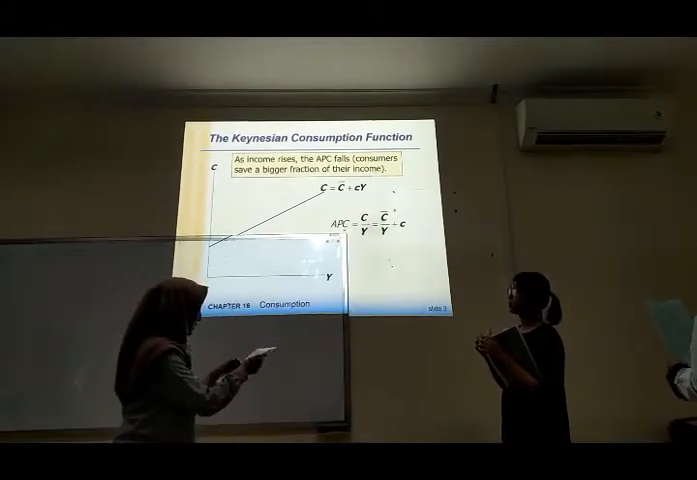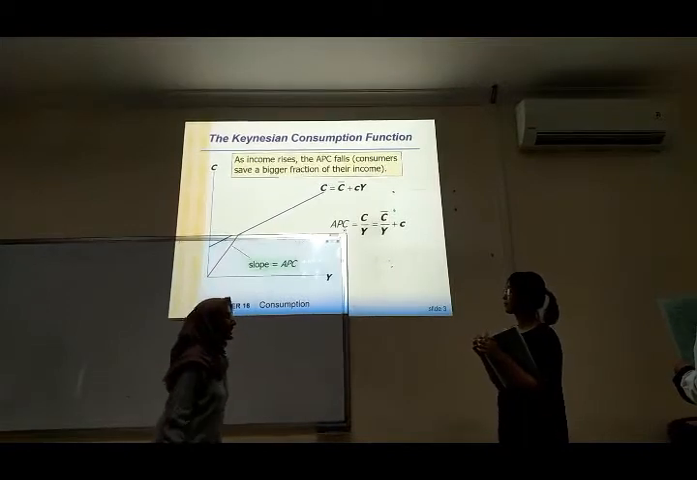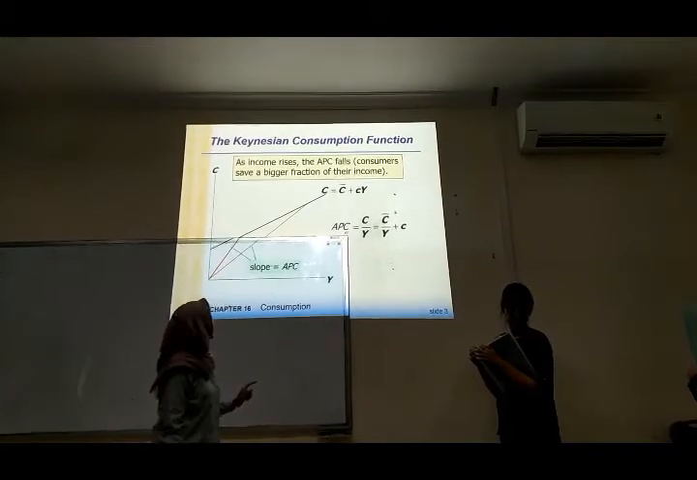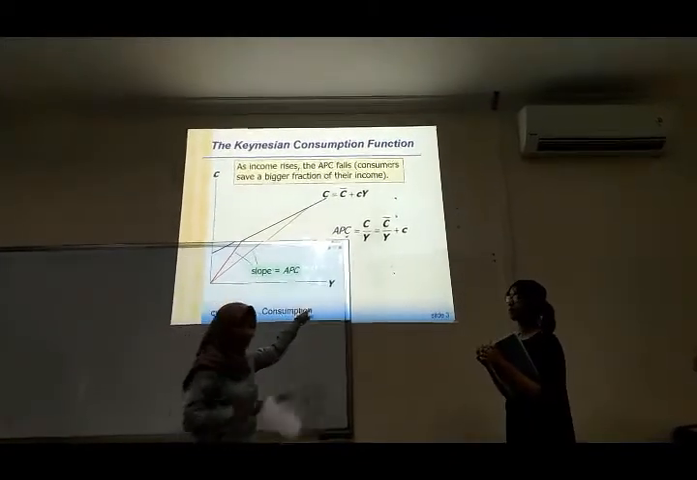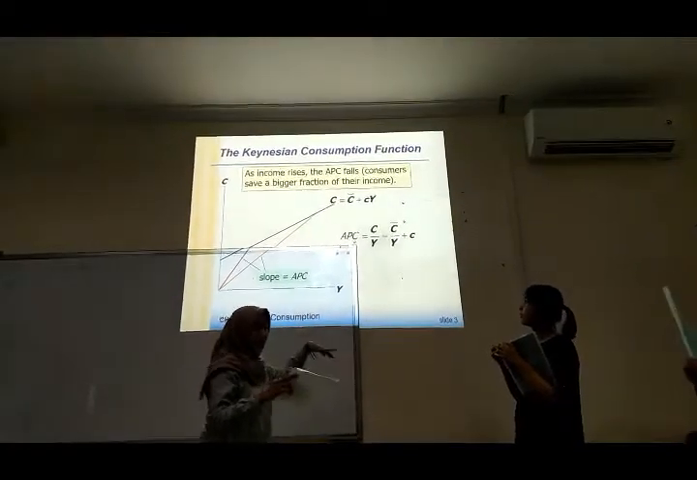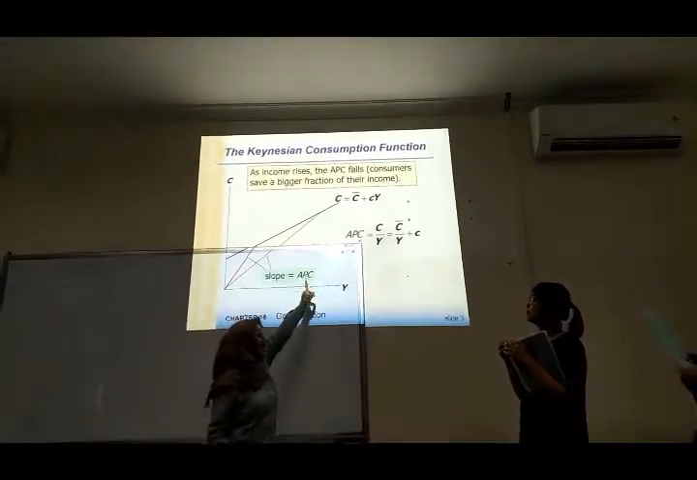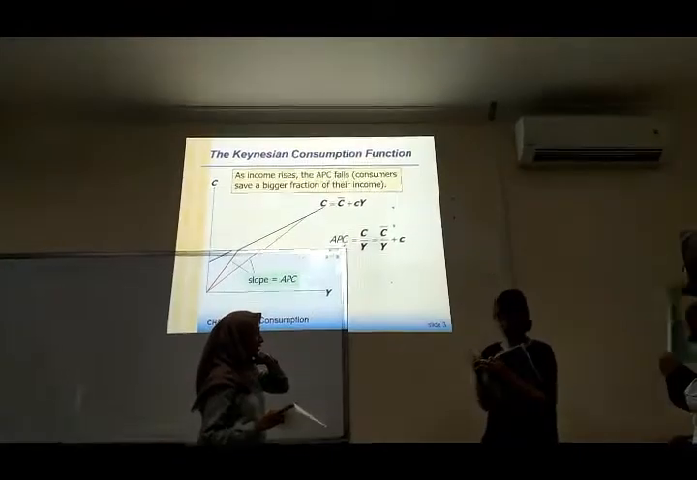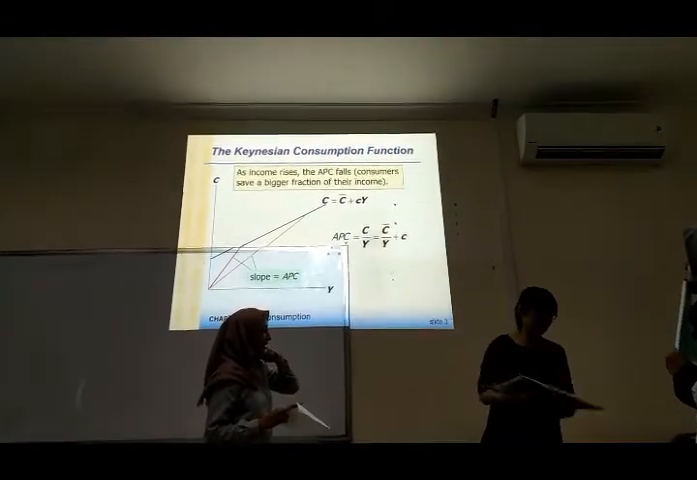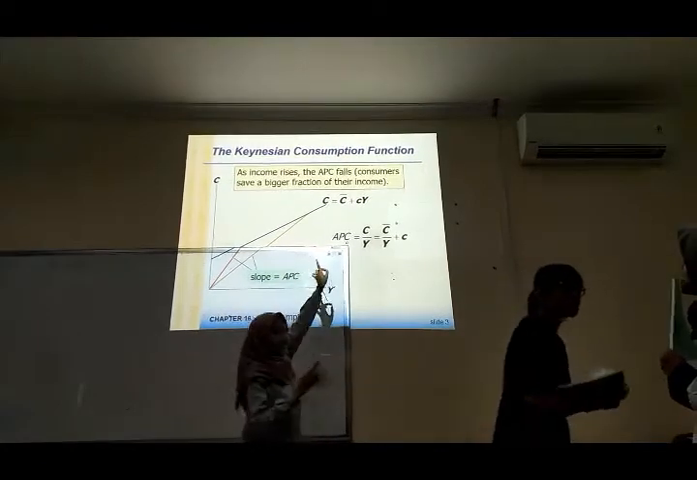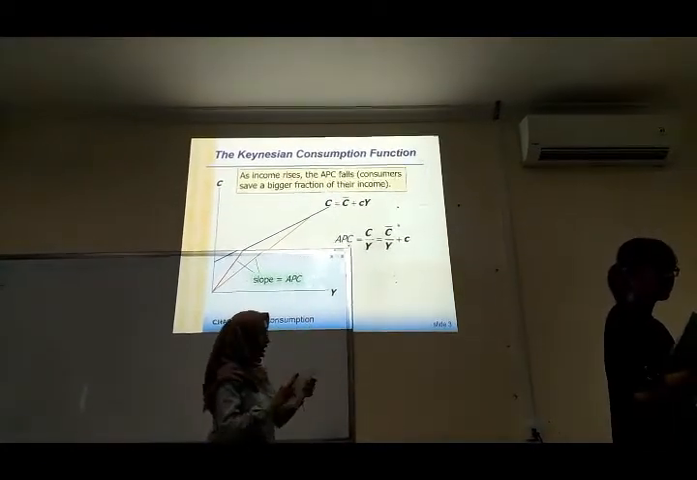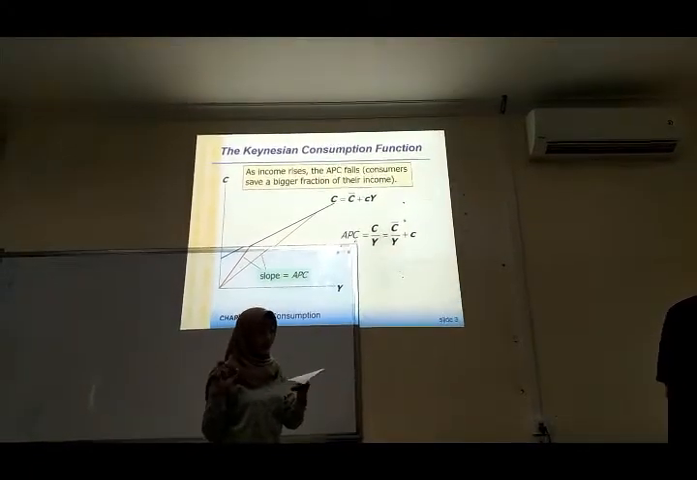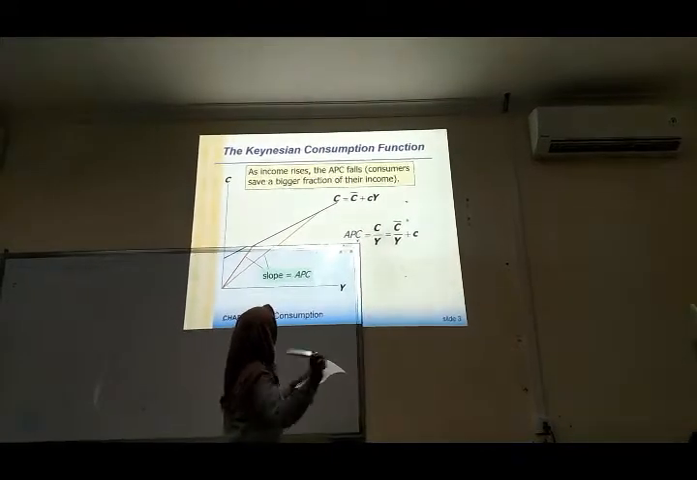So here is the consumption function. The red line is the slope, MPC, and the blue line is for consumption. C equals C bar plus C1 Y, where C is consumption, C bar is a constant, and Y is disposable income.